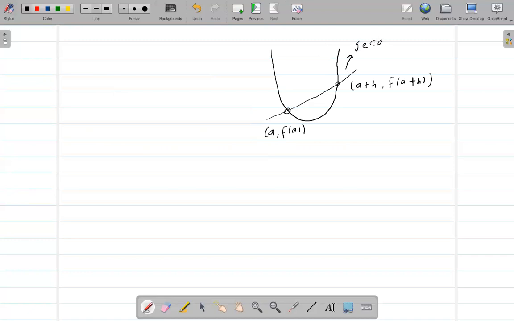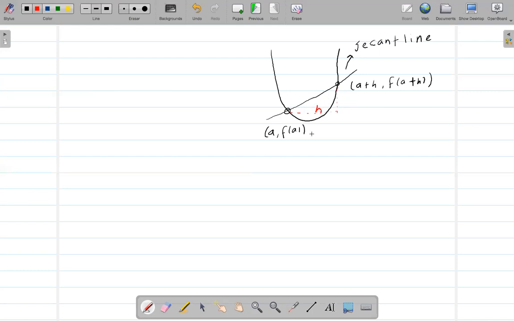Since this line crosses this parabola twice, this kind of line we call a secant line. All right. So let me draw this in a different color. As we said, this h is right here, this value is h, right?